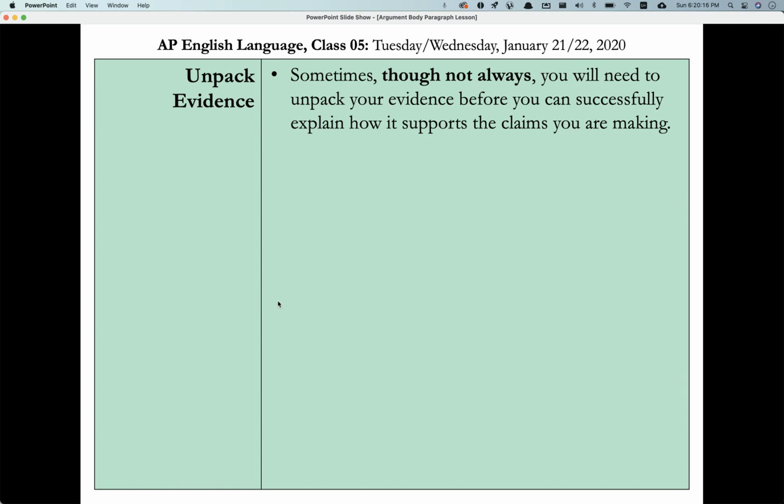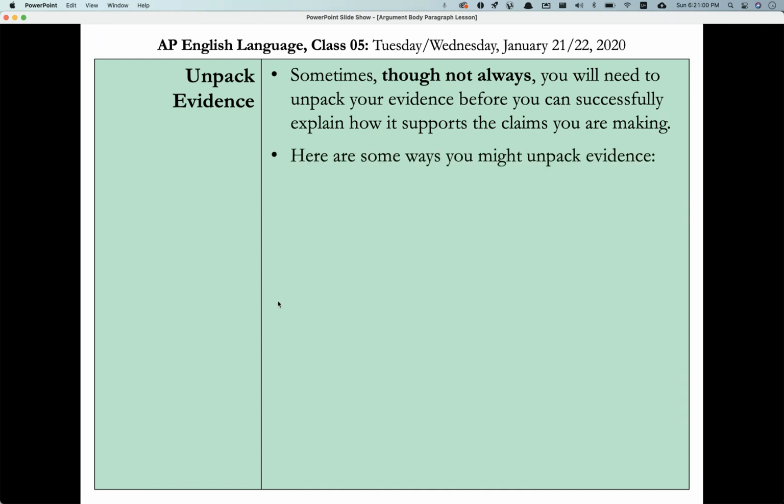What that ends up sounding like is just you repeating exactly what the evidence says instead of making an argument, which is bad. That's like lower end, 2-1 earning essays on the 6-point AP rubric. So you have to unpack your evidence when the evidence itself is not necessarily clear to your audience, or it needs additional explanation or additional clarification before you can then step into the process of tying that evidence or using that evidence to explain your reasoning in the paragraph.